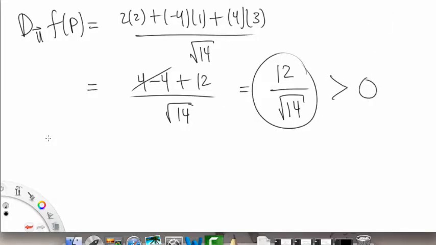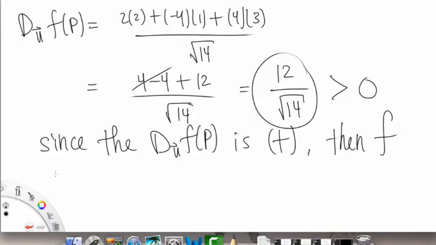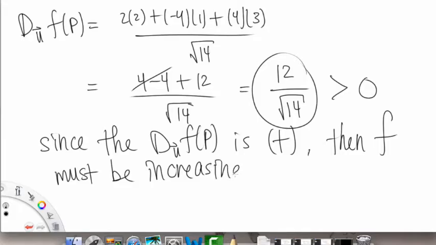So since the directional derivative at p is a positive value, then our function f must be increasing at point p in the v direction.